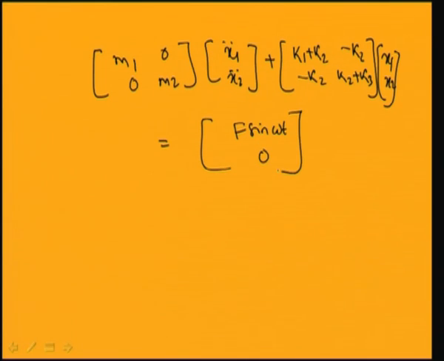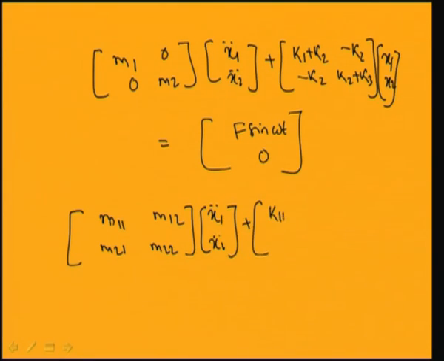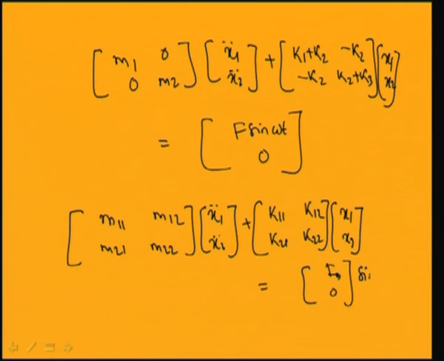So in this way you can write the equation of motion of the system. So let us first take a general system. In a general system, your mass matrix may be coupled and stiffness matrix may be coupled. So for a general system, I can write this equation in this form. It becomes [m11 m12; m21 m22] [x1 double dot; x2 double dot] plus [k11 k12; k21 k22] [x1; x2] equal to [f0; 0] sin omega t.